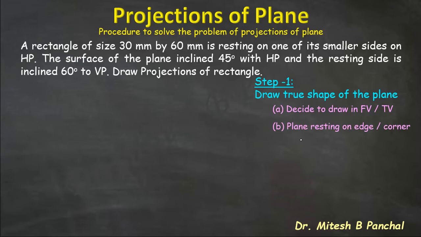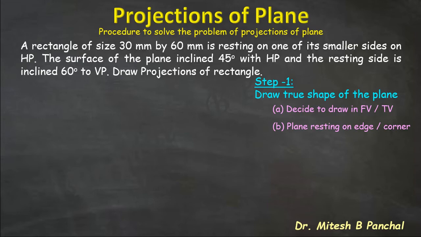So that will be decided by examining whether the plane is resting on an edge or resting on a corner. This condition will decide the orientation of the true shape. By considering the first step, we have decided where we have to draw the true shape, either in front view or in top view. But what should be its orientation?